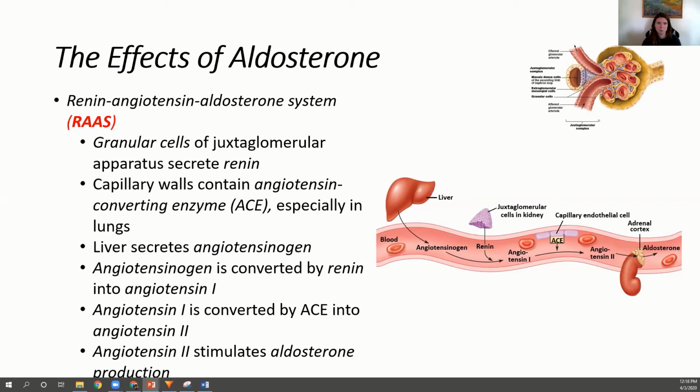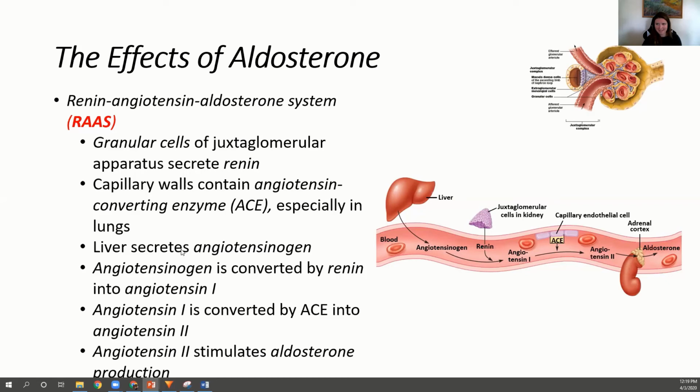The capillary walls here also contain angiotensin converting enzyme, or ACE. ACE levels vary depending on what type of tissue we're talking about, and ACE is especially present in the lungs. And the job of ACE is basically to do a conversion on angiotensin.